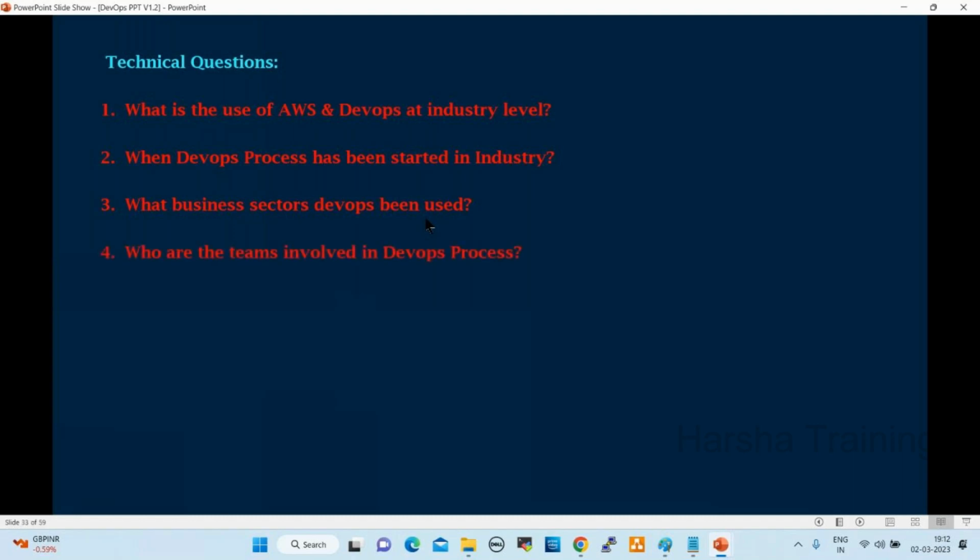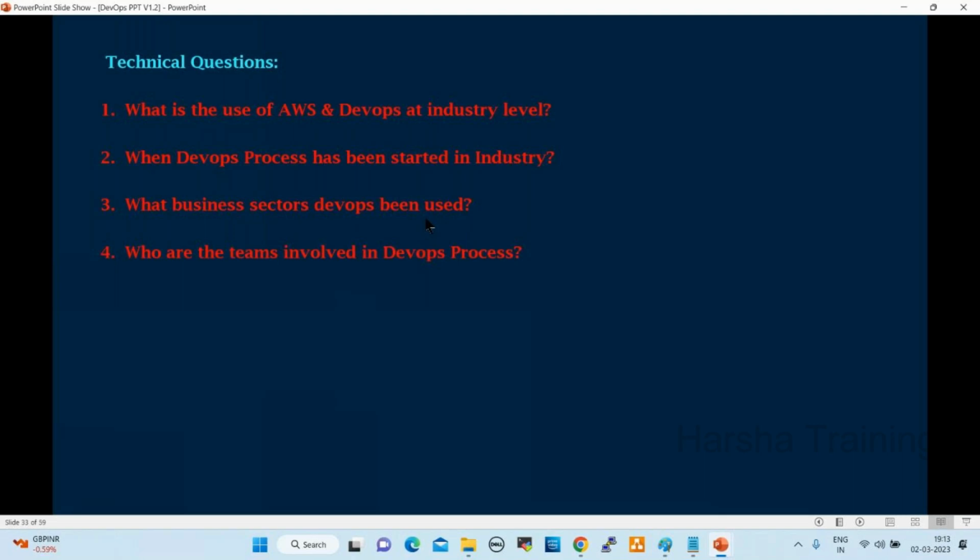Next one is, which teams are involved in the DevOps process? As a DevOps engineer, we don't do any development or any testing. Developers are involved in the development process, testers are involved, and the build and release team is also involved, and DevOps too. As a DevOps engineer, we have to coordinate with all the team members. Our role is a different role, an automation role, right?